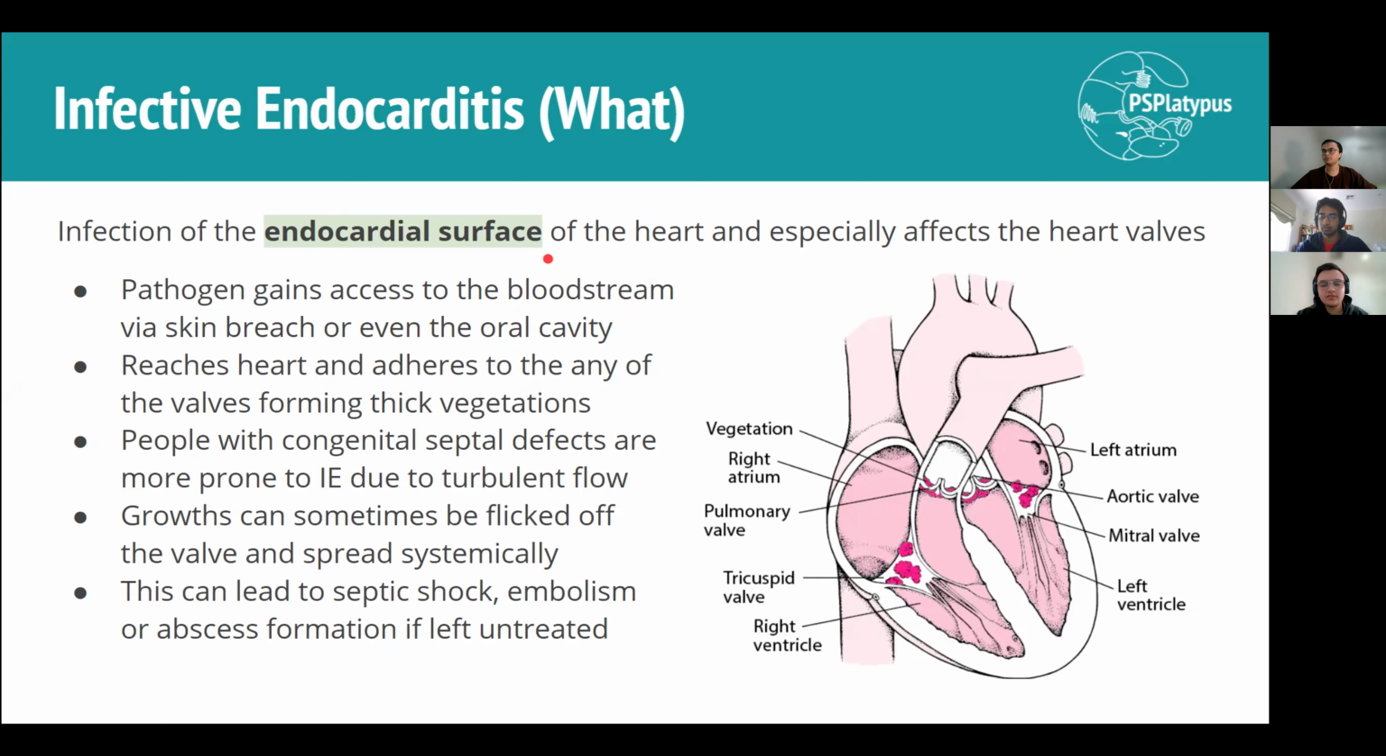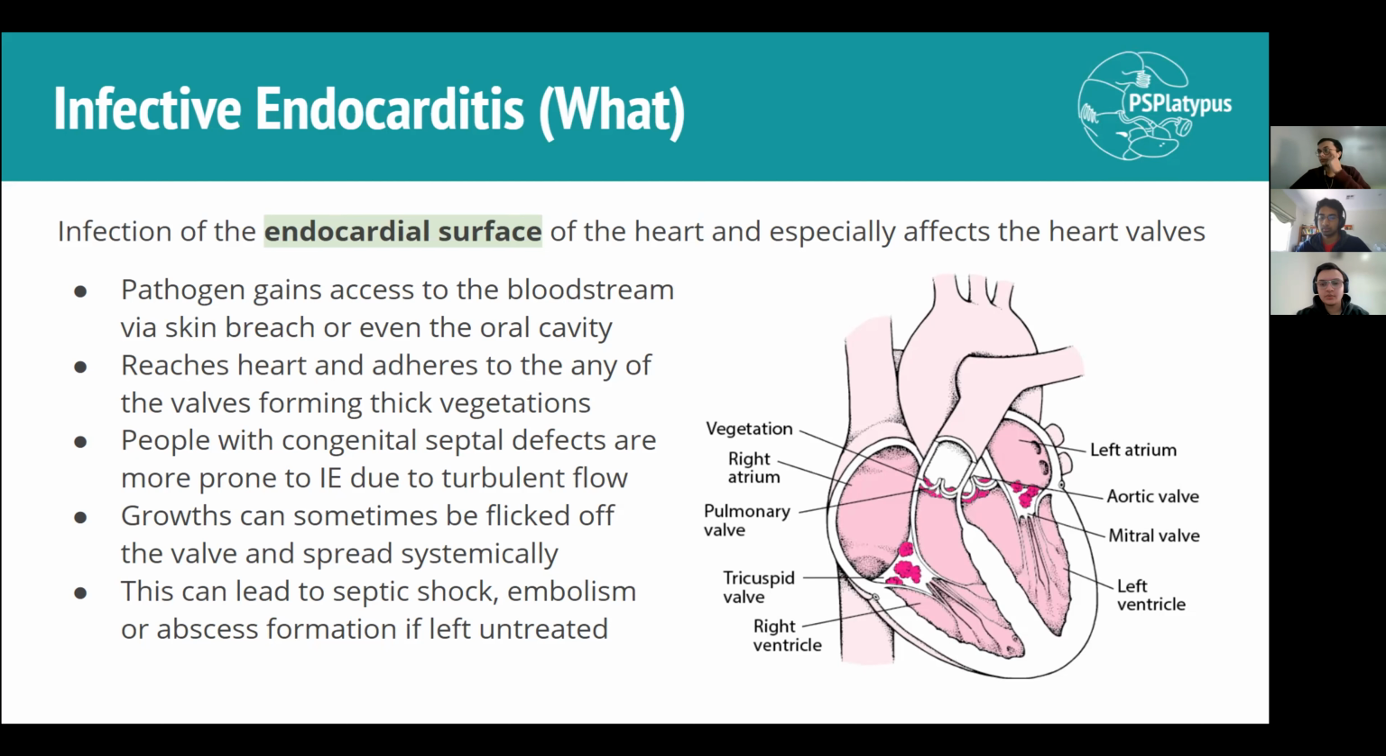The next thing they do is obviously they're going through the circulation, going everywhere. Eventually they'll end up in the heart via systemic venous return, and they will end up in one of the valves. And they form what we call vegetation. So they stick to the valves, and then they start to grow and grow and grow. Generally, people who have congenital septal defects, because you have more turbulent flow, are going to be more prone to infective endocarditis.